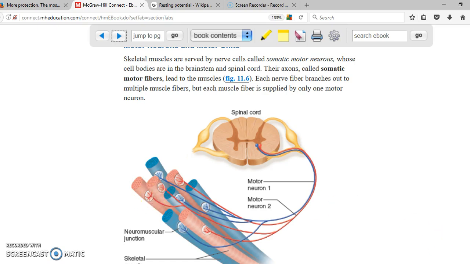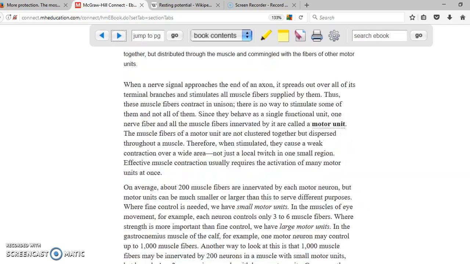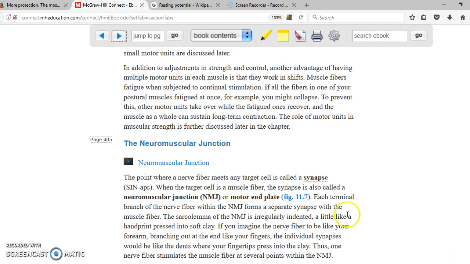So let's take a look at that with a little bit more detail. And we can see right here the neuromuscular junction. So what is a neuromuscular junction?